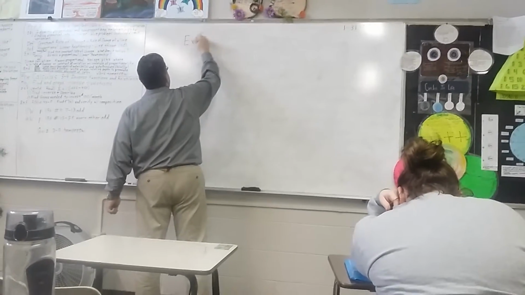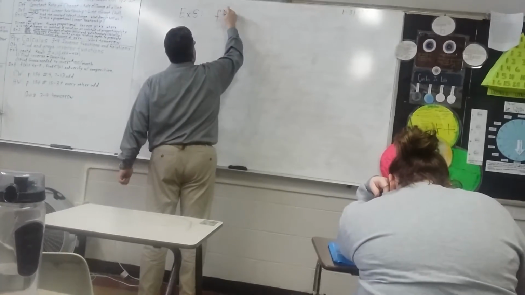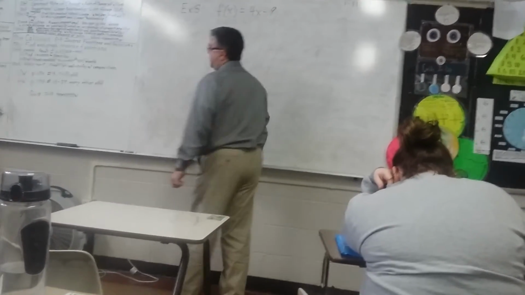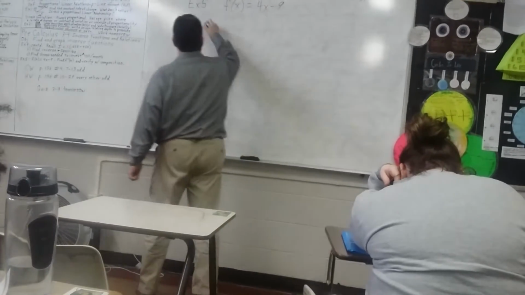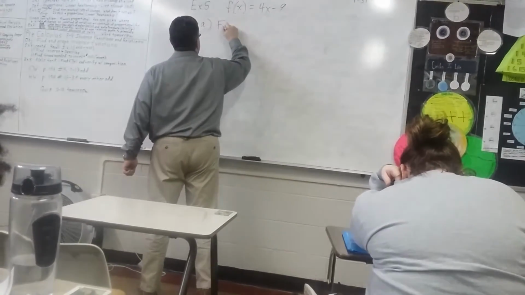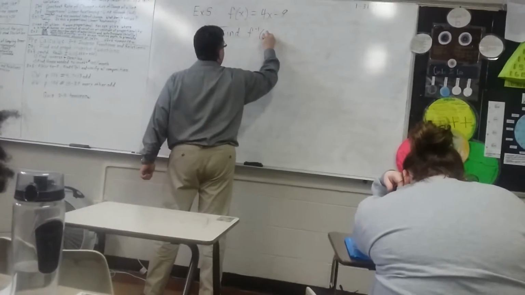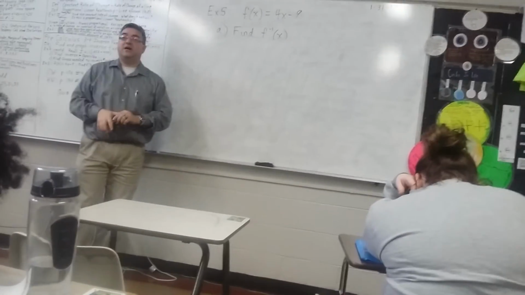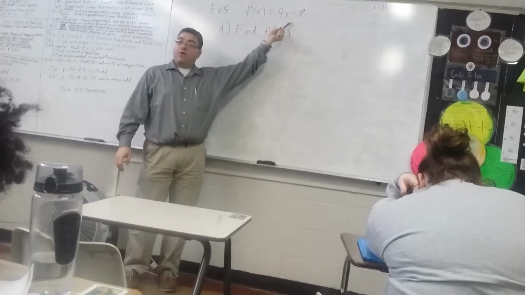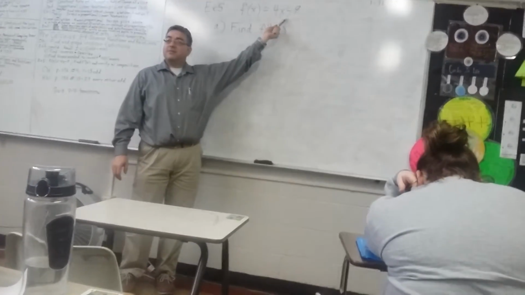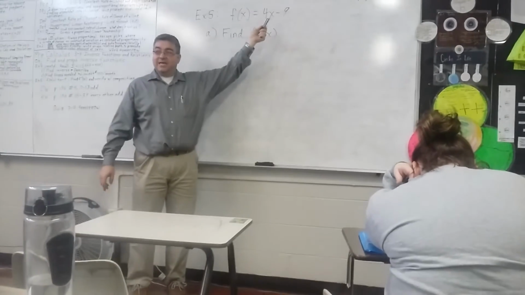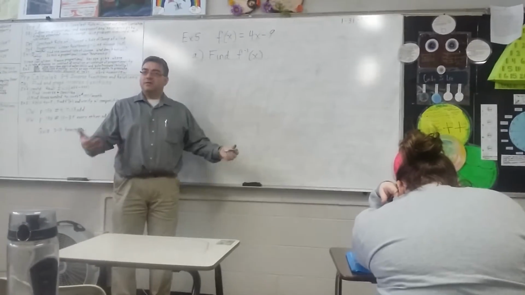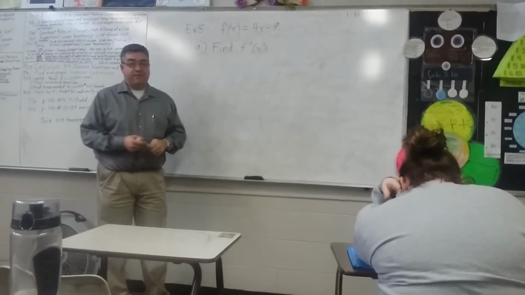Example 5. We're given a function, f of x, and it equals 4x minus 9. We are asked to do two things. Part A, we are asked to find its inverse function, and you should know that the inverse of this function is indeed another function, because what kind of graph is this? Linear. It is a line. Does a line pass the horizontal line test? Yes. So the inverse must be a function.